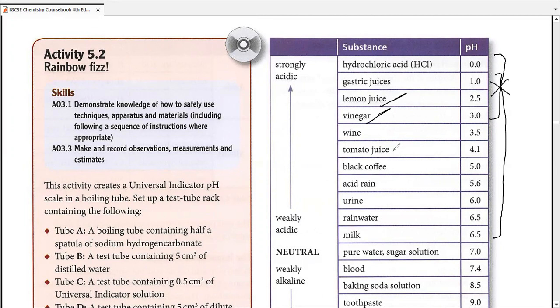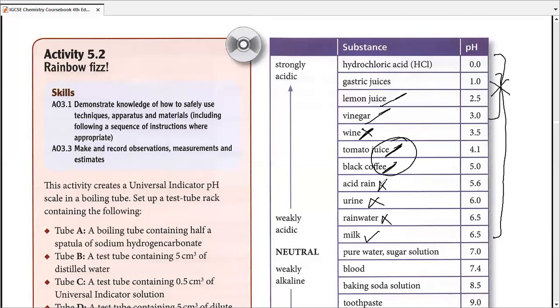So tomatoes are good, black coffee is good, wine might be good too, but it's actually prohibited for Muslims, so I'm not going to take it as an option. Acid rain is not an option. Urine is not an option, of course. Rainwater is not an option. Milk can be a good option as well. So if your body is producing less acids, these things can help.